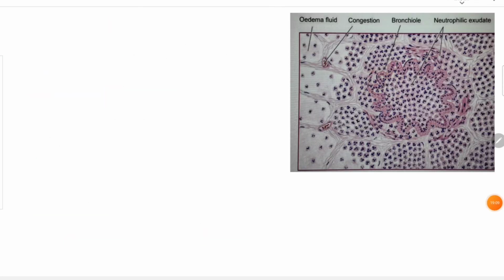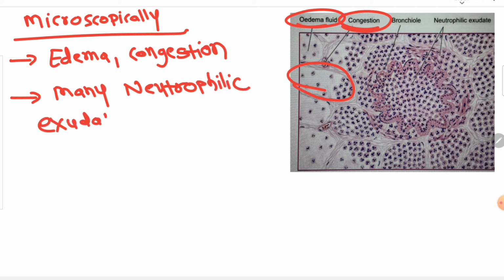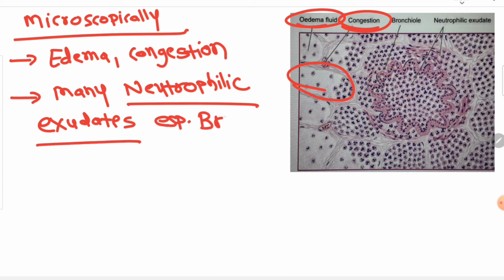Alright. Now let's see the microscopic appearance of bronchopneumonia. Microscopically, you can see edema and congestion. Edema fluid and congestion are present. You can see it in this diagram. Alright. Second important thing is that in bronchopneumonia there will be lots of neutrophilic exudate. As in lobar pneumonia, it is acute inflammation, so obviously you will have neutrophilic exudate.